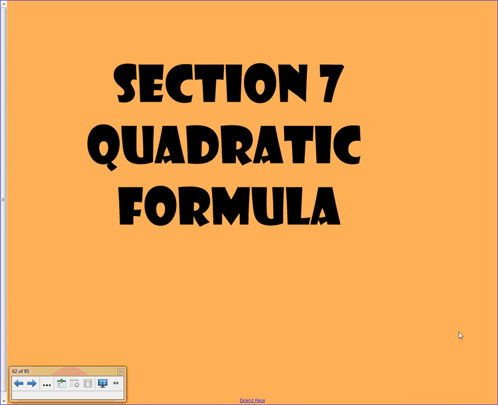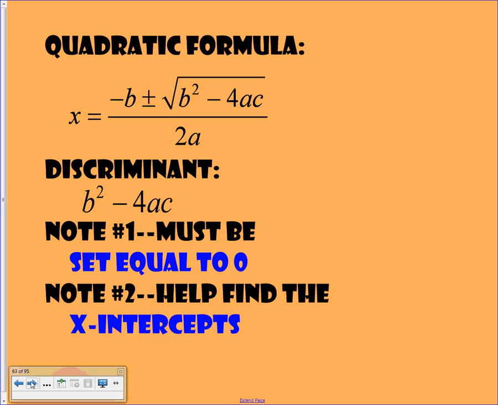Chapter 6, Section 7 is the quadratic formula. So hopefully today is a nice day and you remember this because you definitely have seen this before. In case you haven't though, here's the quadratic formula. The discriminant is a really important piece of that, and that is b squared minus 4ac. It's pretty much everything right underneath the square root.